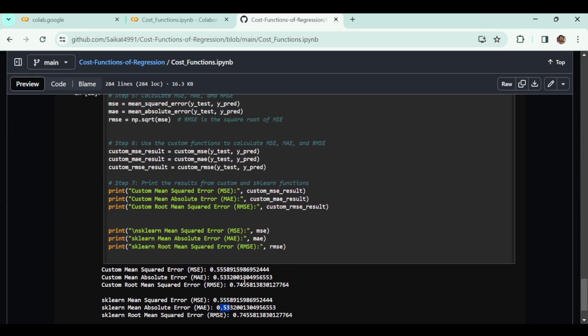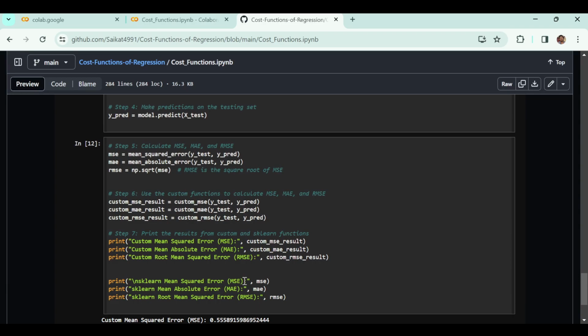So this is the coding part: how to use the cost function here. I put it in the description below, so please check that and try to understand all the things.